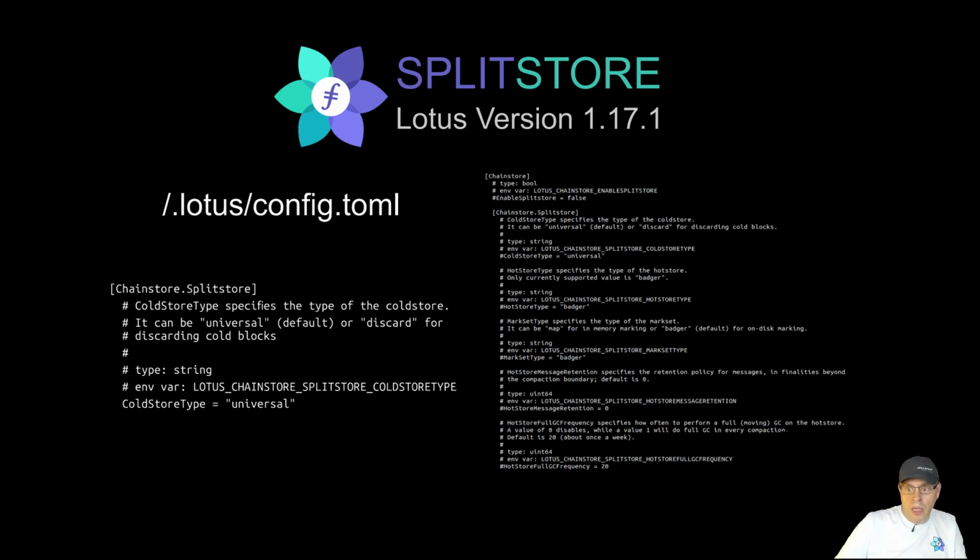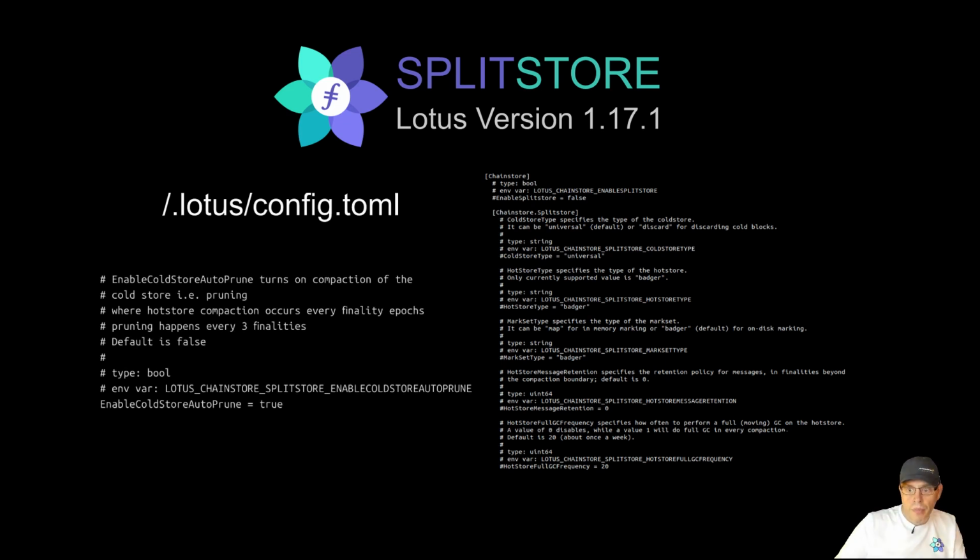But what if you only need a limited period of chain data? For example, I don't want to have to store the entire chain if I'm only performing queries on data for the last couple of weeks. Well, that is where the next config option comes in, which is EnableColdStoreAutoPrune. Setting this option to true, whilst also using the Universal ColdStoreType, will enable automatic pruning of the cold store at a frequency of your own choosing.